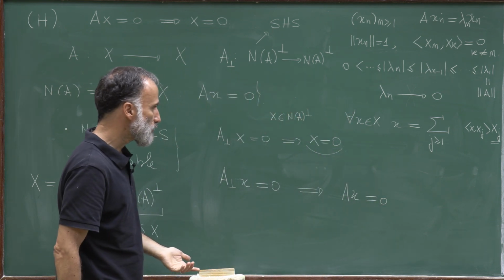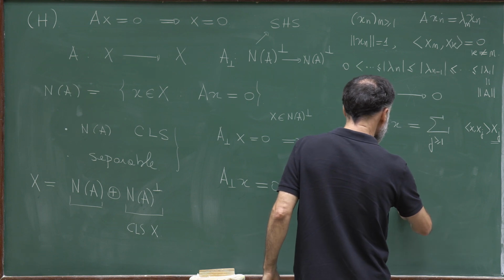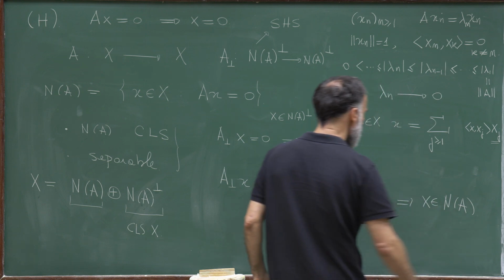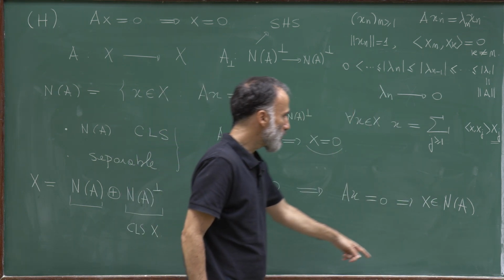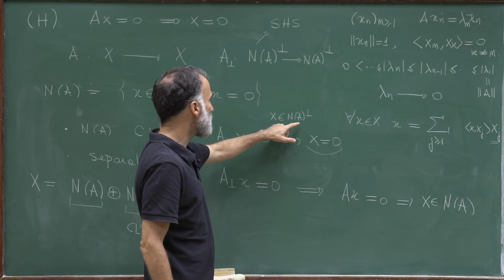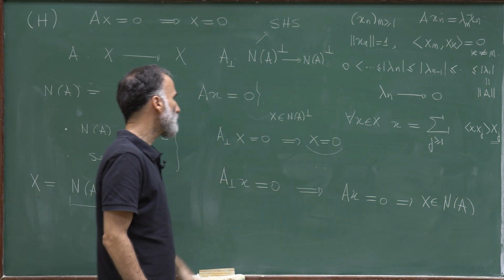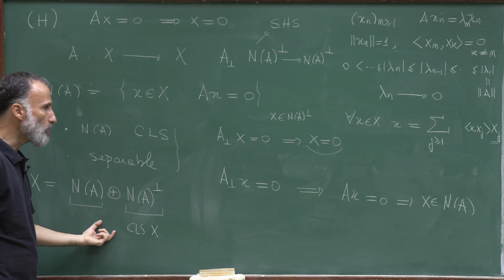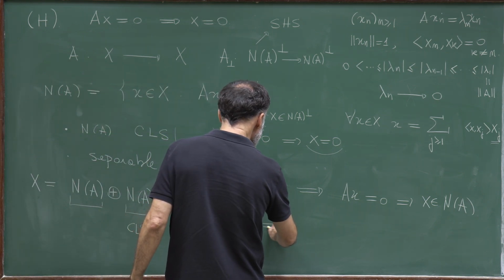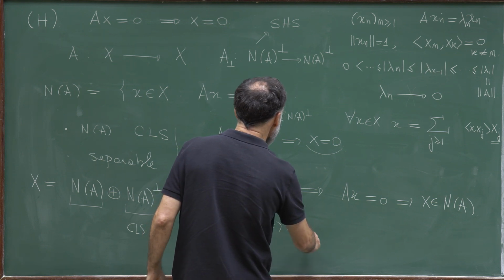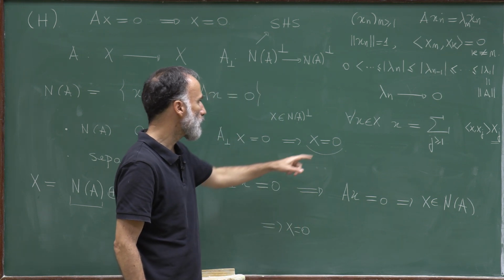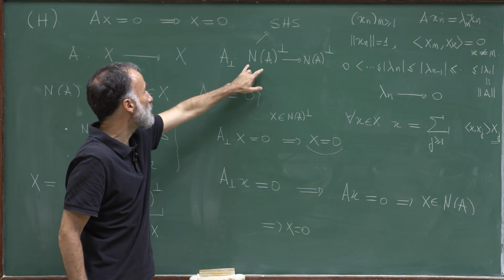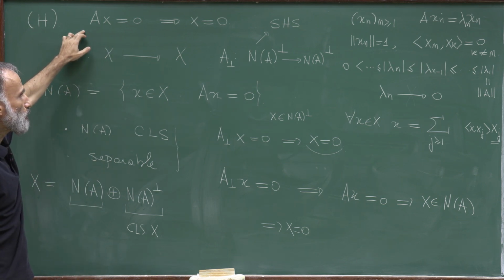And AX equal to 0 means that X belongs to the null space of A. So X at the same time belongs to the null space of A and to the orthogonal complement of NA. And we have seen that the intersection of these two sets is 0. It's the element 0, so this implies that X is equal to 0. And this is exactly what we wanted to prove. So the restriction A perp of A to this space satisfies this hypothesis.